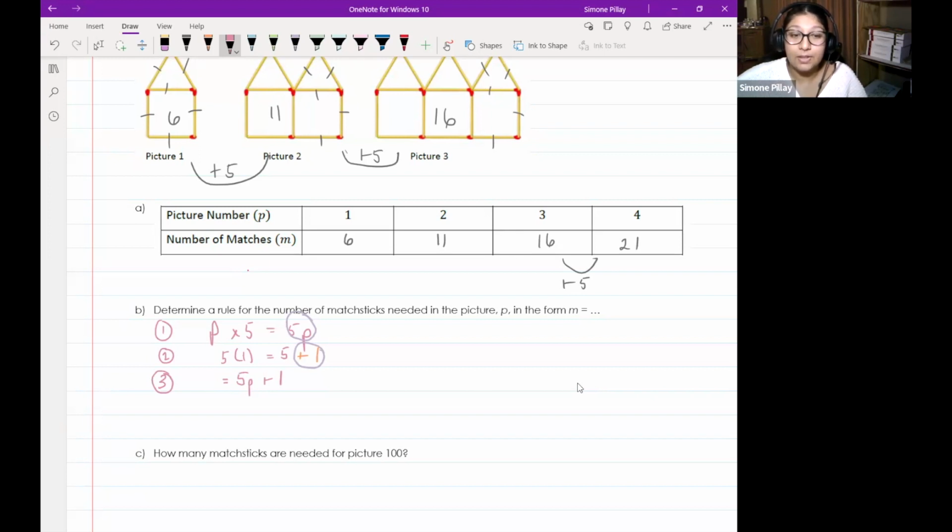Tn, I think. Yes, Tn, except in this case, what is our Tn called? Matchsticks, matches. It's called M. So here we're going to say M is equal to 5 times P plus 1. Happy with that? Yes, ma'am.